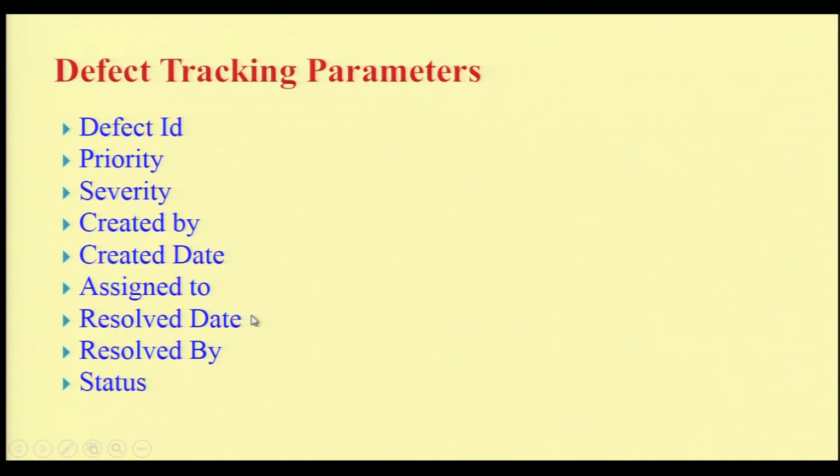And when that defect has been resolved, the resolved date has to be noted down as well. Who resolved it? The resolved person, the person or the development team, whoever has resolved it, has to be noted down. And then the current status of the defect has to be jotted down, and that denotes whether a defect is cleared or whether it is not a defect, or whether the defect is deferred or whether a defect is rejected. So this speaks about the defect tracking parameters.